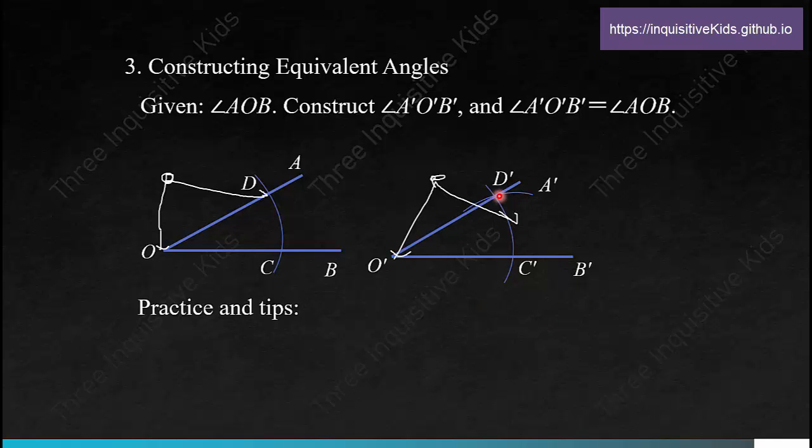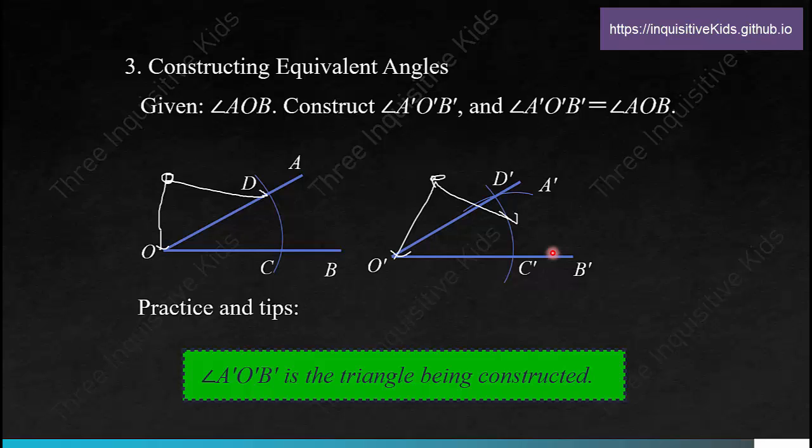And then we connect O prime with D prime, and that is going to be our A prime right there. So now we have angle A prime O prime B prime. Angle A prime O prime B prime is the angle being constructed.